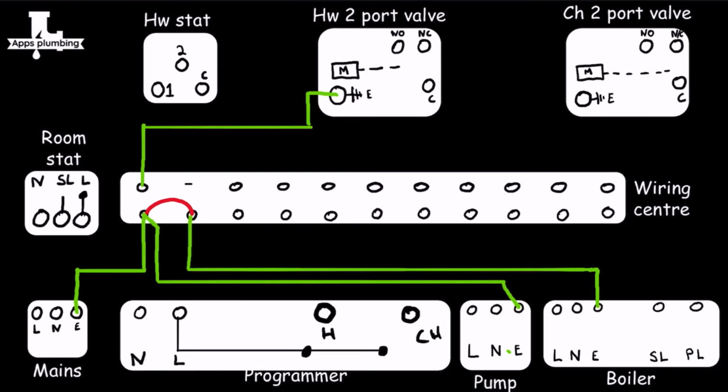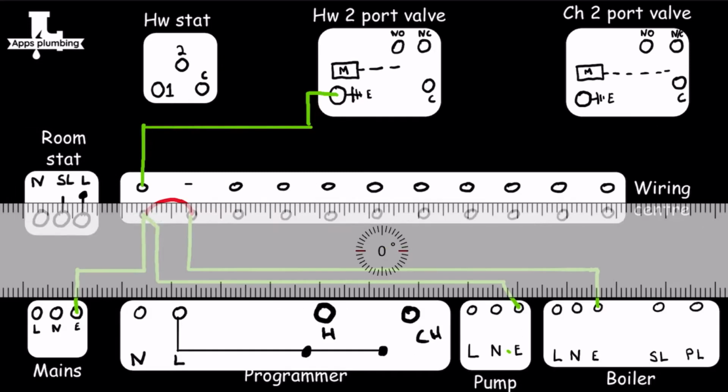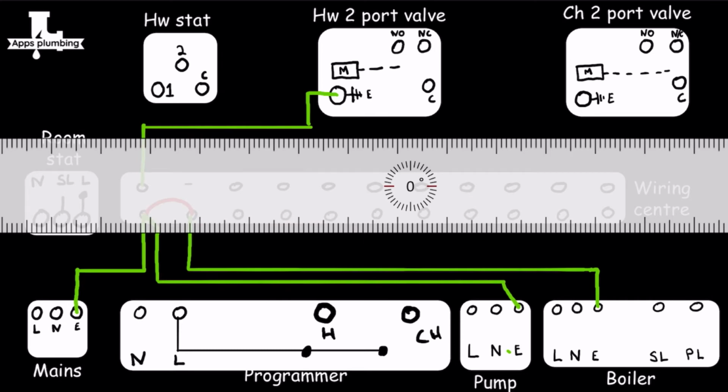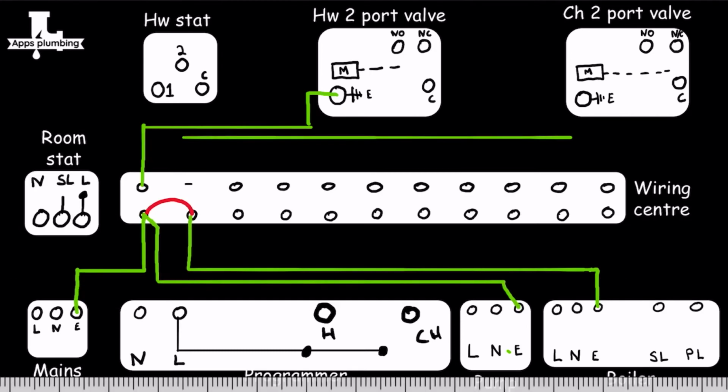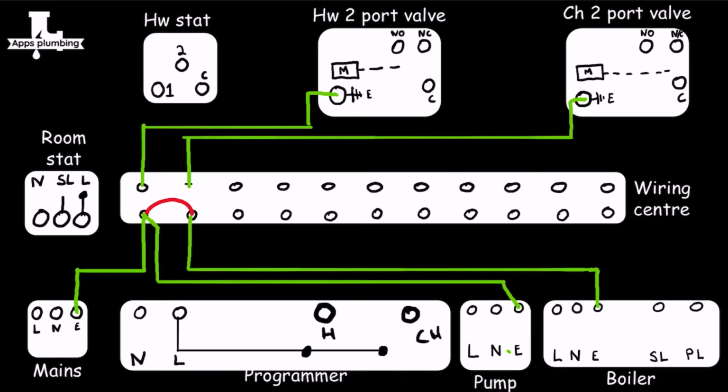So we've got our earth going to our 3-port, or 2-port, sorry. And then we've got another earth that goes into this 2-port valve and into our wiring center. Sometimes on room stats you have earths, sometimes on programmers you have earths, but you just need to check what you have. If you have an earth, just add it in. Okay, so now we've done our earths, we're going to look at our neutrals.